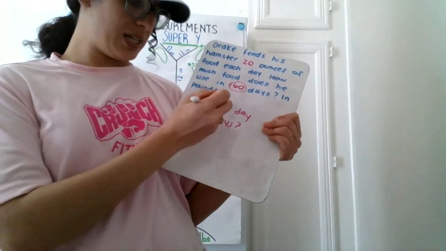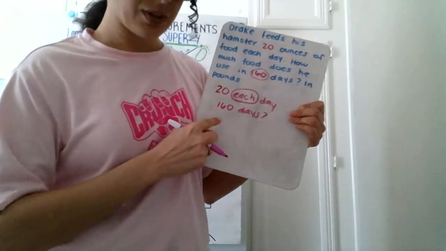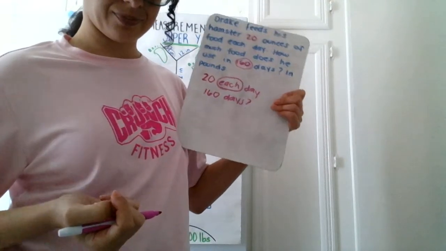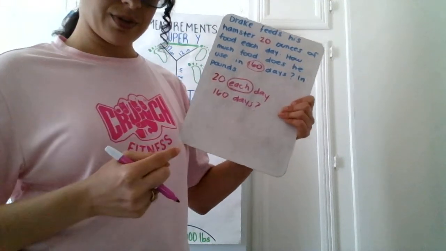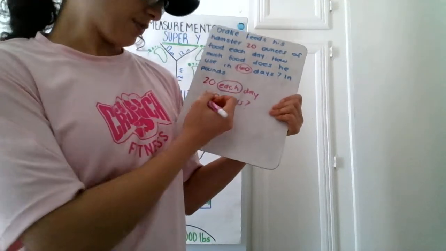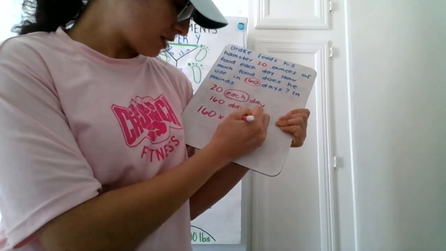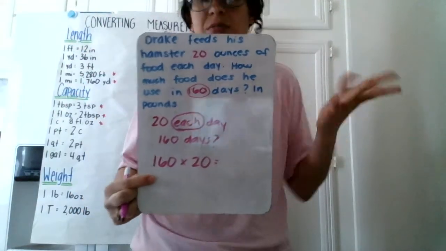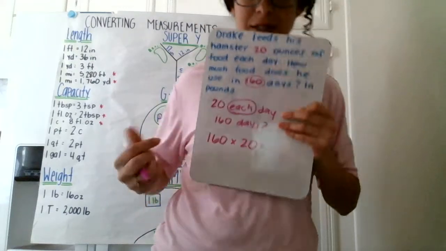So 20 is each day. That word should be a clue. How many are going to be in 160? What are you going to do with these two numbers? Multiply, right? So 160. Now I know what you're saying. Well, Miss Espy, I don't know how to multiply that. That's a big number. Basic fact.